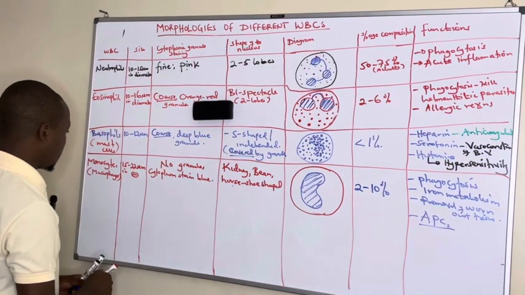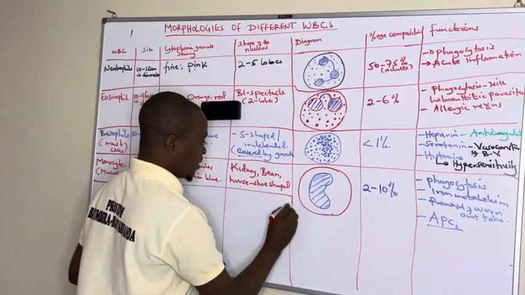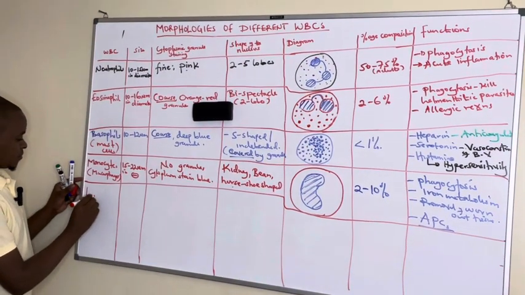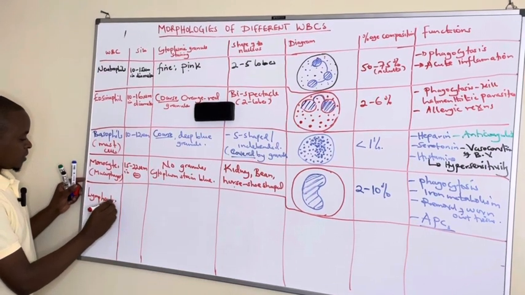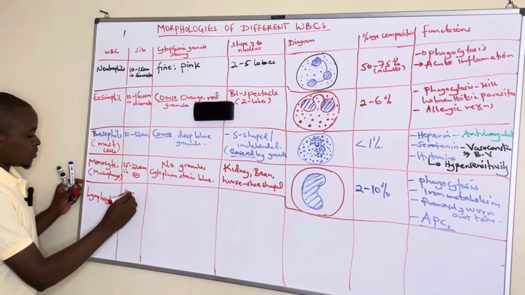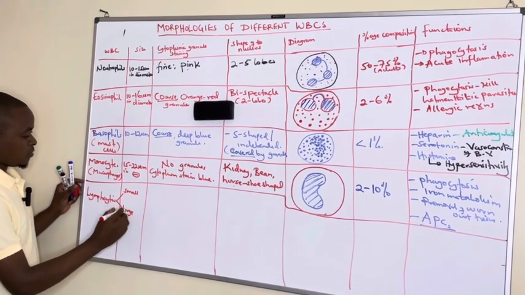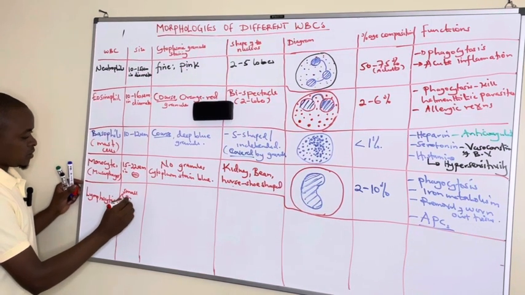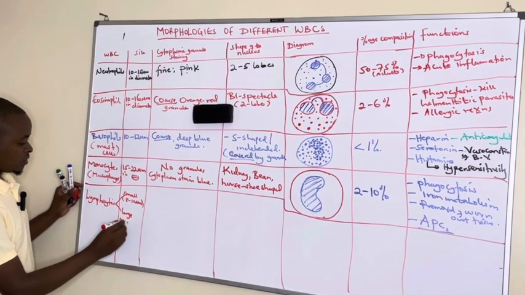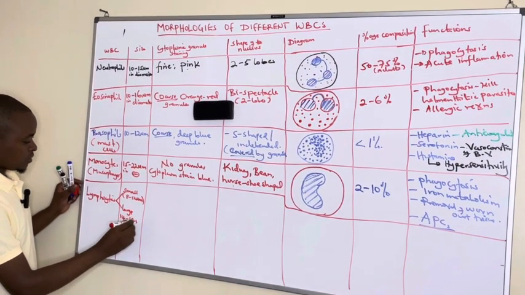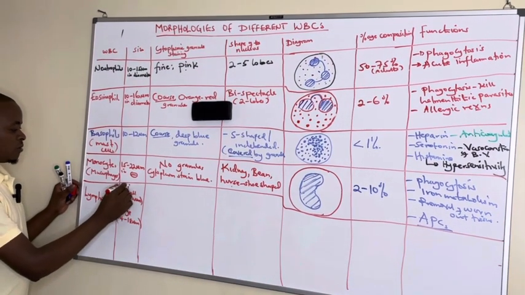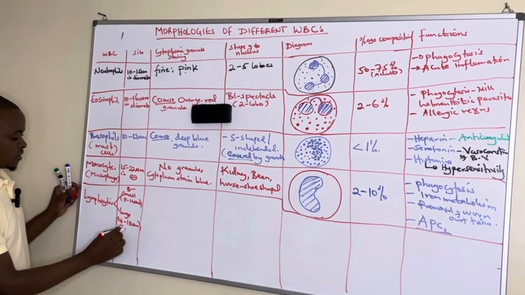Then the last one we can discuss as we end this session is the lymphocytes. These lymphocytes are categorized into what we call small and large, whereby the small measure 8 to 12 micrometers in diameter. Then the large can measure 14 to 18 micrometers in diameter, meaning this one is immature. Some of these small ones you can call B lymphocytes, and these ones you can call T lymphocytes.